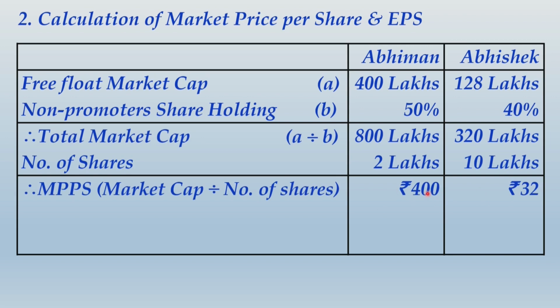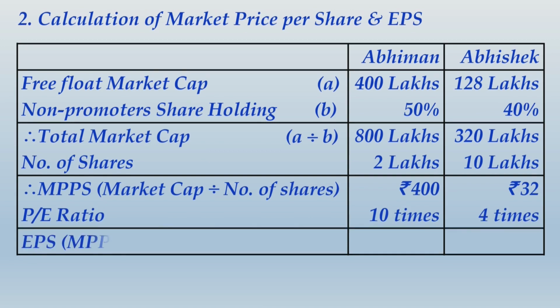Now, once you get market price per share, the question has already informed you the PE ratio. The PE ratio of both the companies are given as 10 times and 4 times. And now you divide market price per share by PE ratio, and what you get is earnings per share for both the companies. So friends, if you don't identify these calculation bases correctly, you will not be getting the swap ratio correctly, and if swap ratio goes wrong, everything goes wrong. So please take note of all these calculations, and then we shall move ahead.